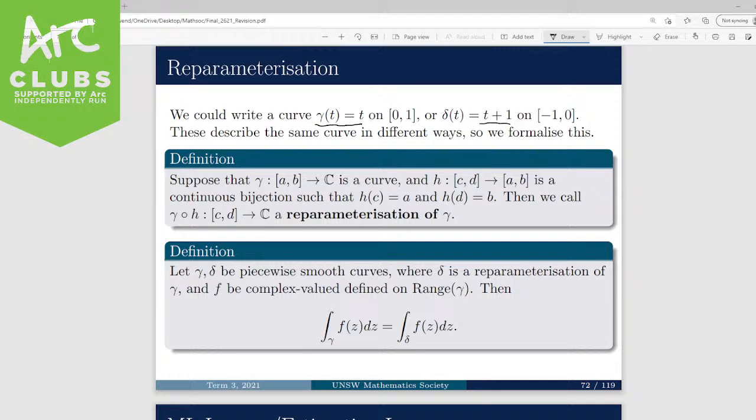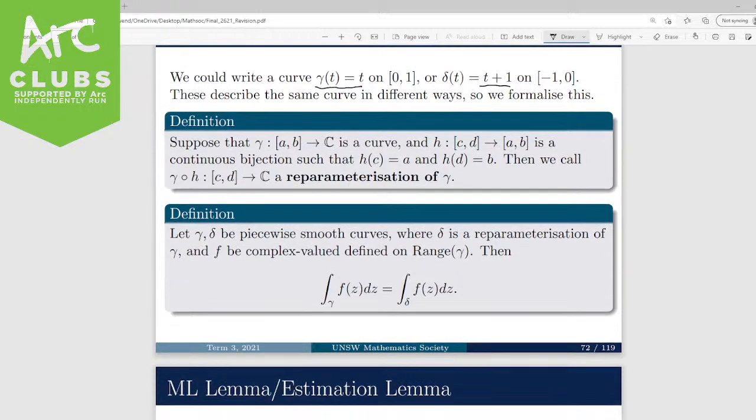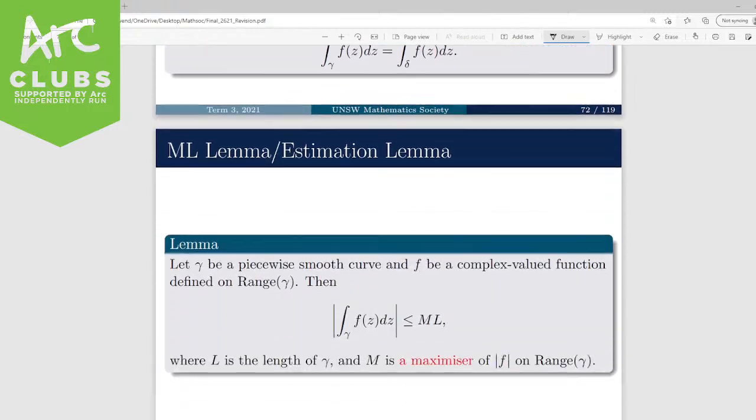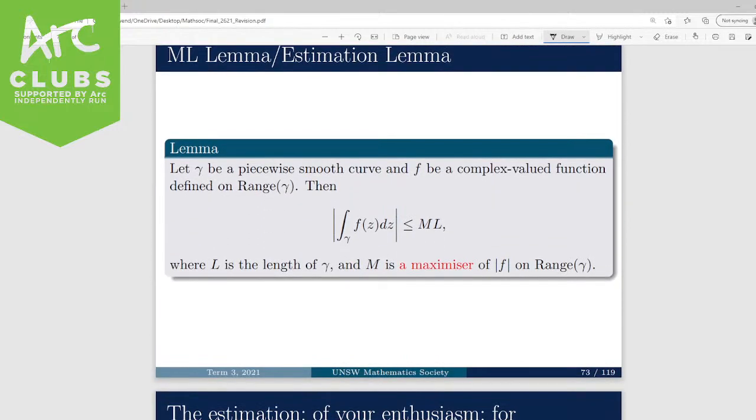But yes, when it comes to piecewise smooth curves, it's fine. If you have different parametrizations, you'll still end up with the same value. So that's just a good side note if you're concerned over that, like, oh, I parametrized this differently. You're good, man. As long as it's the same curve, it's not going to affect your integral.